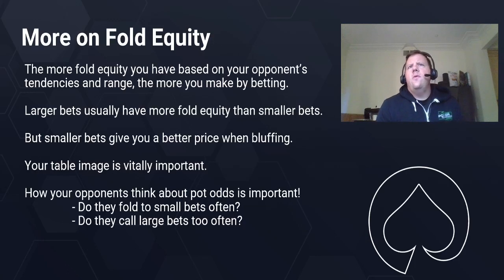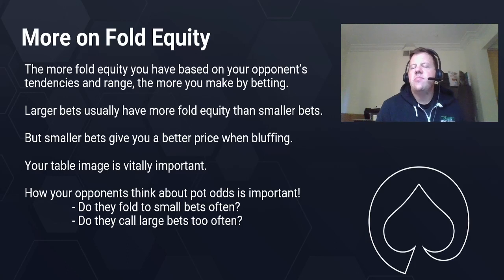So the more fold equity you have based on your opponent's tendencies and range, the more you make by betting. What do we mean by that? Opponent tendencies and ranges. Let's say you have an opponent that whenever they hit, they always bet themselves. Whenever the flop comes out, if they connect with it, they bet. If they miss, they check. Very simple scenario. Well, in this spot, let's say you call them in position and the flop comes out and they check.